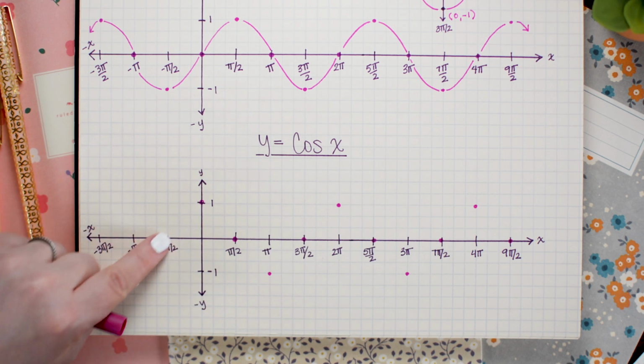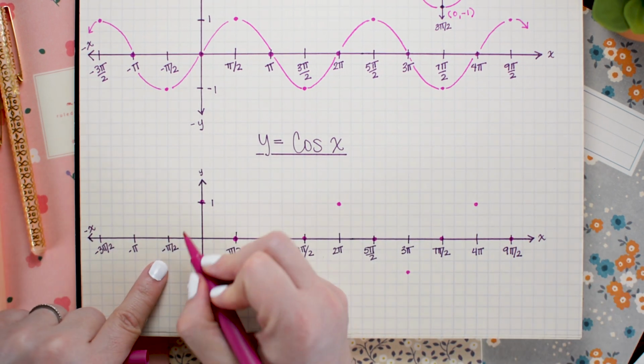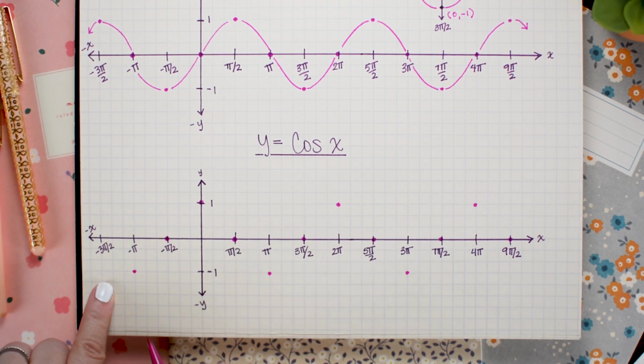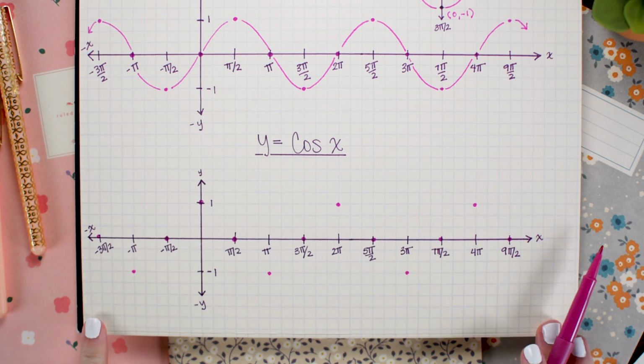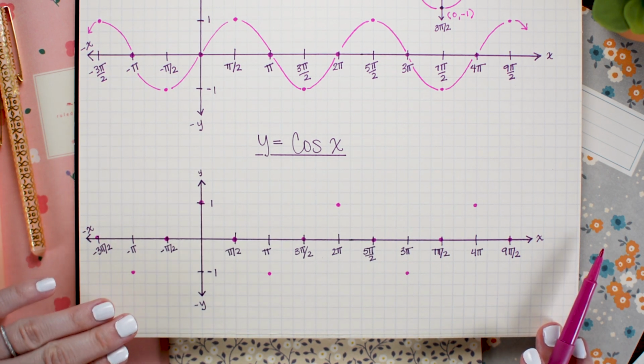And the pattern will continue on the left-hand side as well. So it will go to 0, to negative 1, and up to 0. And of course, it continues off the page in that same pattern. Next, let's go ahead and connect the dots, and then I'm going to show you how you can keep the sine and the cosine graph straight.